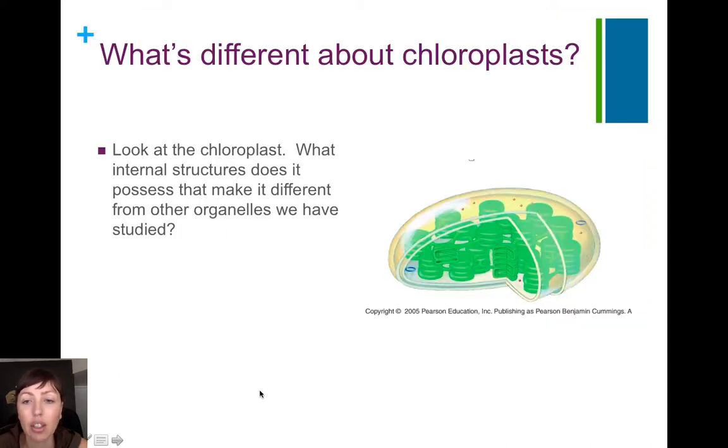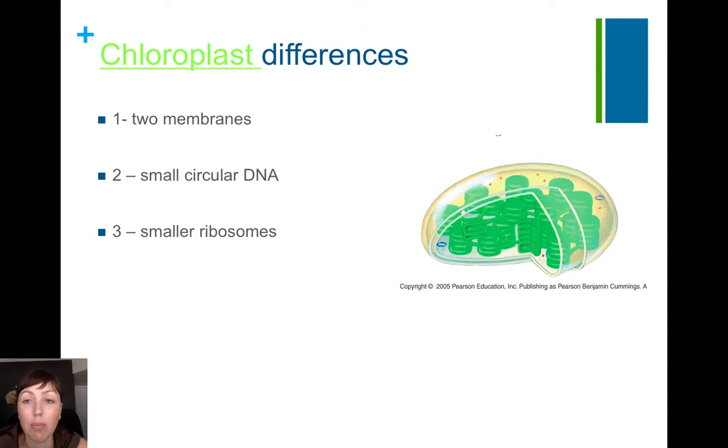So again, just like we talked about with the mitochondria, what's different about a chloroplast? If you look at it, what internal structures does it possess that make it different from other organelles that we've looked at? They have two membranes, which is similar to a mitochondria. They have small circular DNA, here. And they have smaller ribosomes, interestingly.